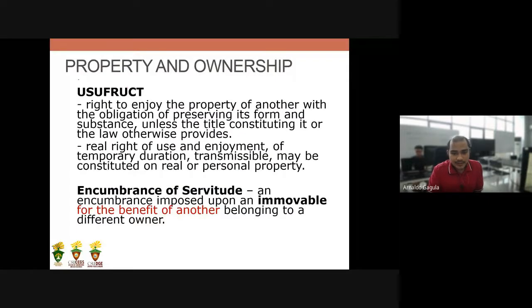So we have also another term, which we call usufruct. Usufruct is the right to enjoy the property of another with the obligation of preserving its form and substance, unless the title constituting it or the law otherwise provides. It is a real right of use and enjoyment, of temporary duration, transmissible, or may be constituted on real or personal property.